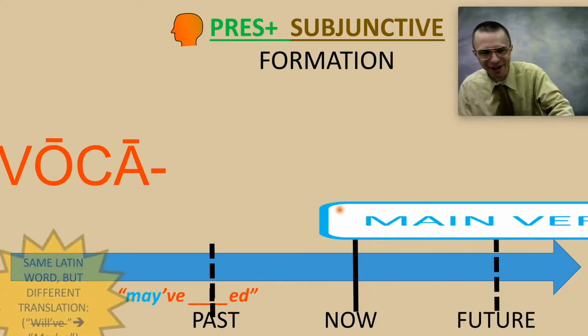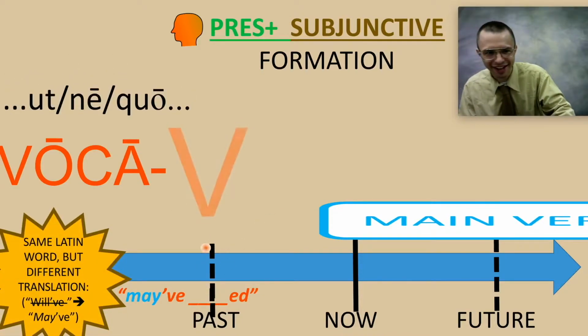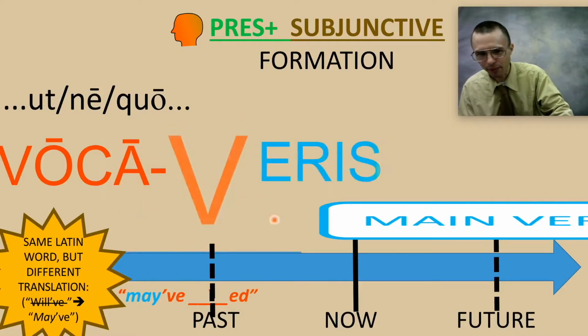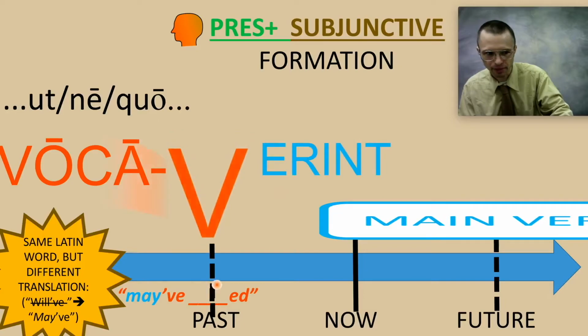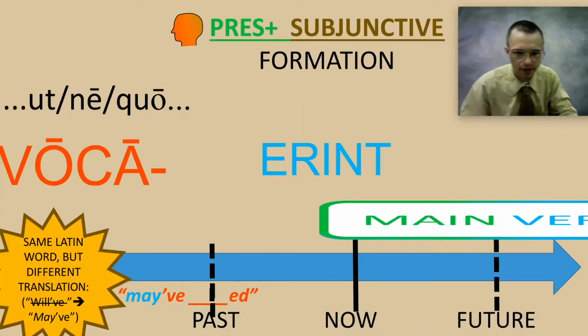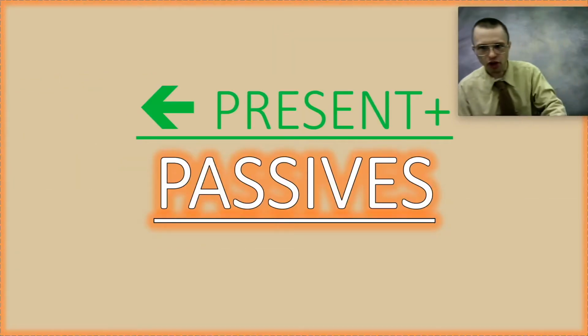Alrighty. So, the form of this is vocaverim: I may have called, you may have called, she may have called, we may have called, y'all may have called, they may have called. Now, that was easy. This is hard.